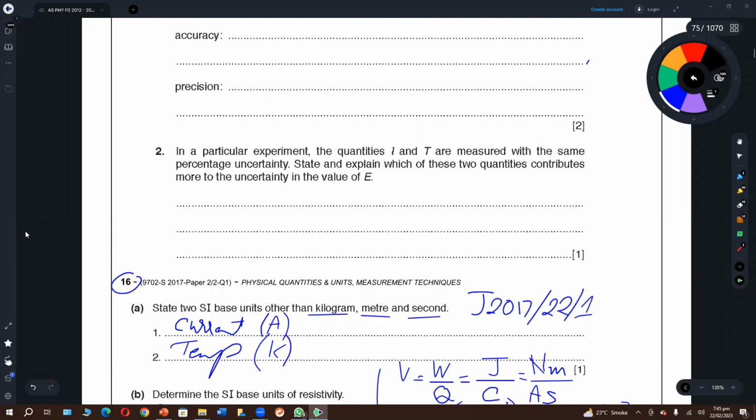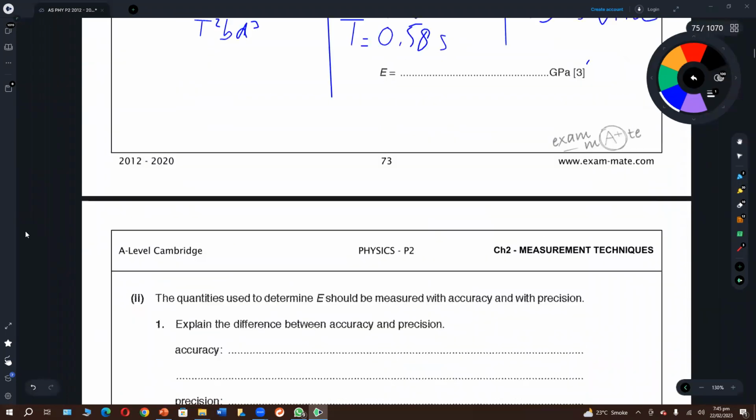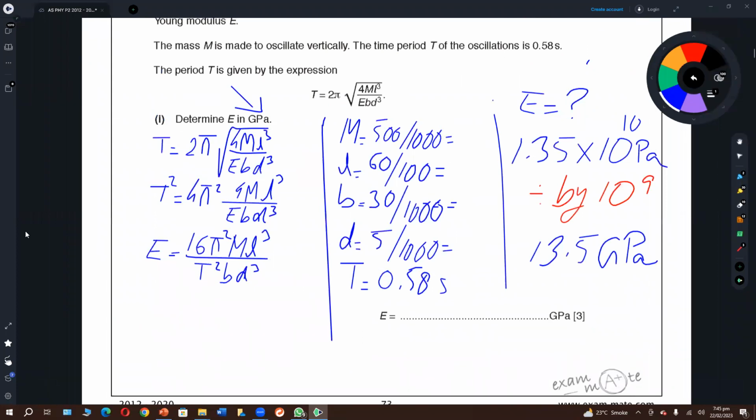In a particular experiment, the quantities L and T are measured with the same percentage uncertainty. State and explain which of these two quantities contributes more to the uncertainty in the value of E. This is a tricky part. He says uncertainty percentage wise is the same in L and T. Same percentage. But who will affect the E more? T has a square, L has a cube.